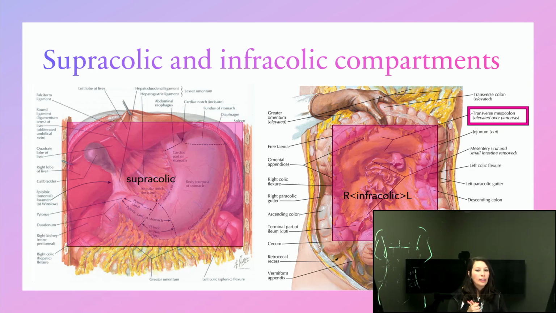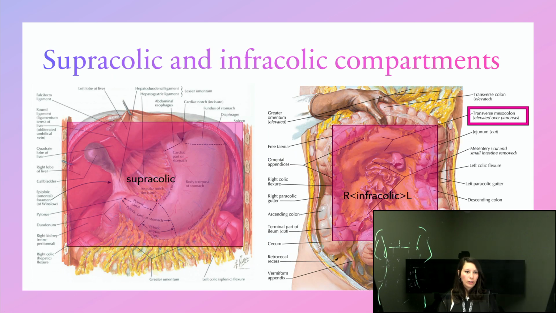And so continuing with the abdominal cavity, the way in which these organs are positioned in general in your abdominal cavity is going to create two compartments. We're going to have what we call a supracolic compartment and an infracolic compartment with a right and left. That's what the R and the L mean, with a right and left infracolic section of this compartment.